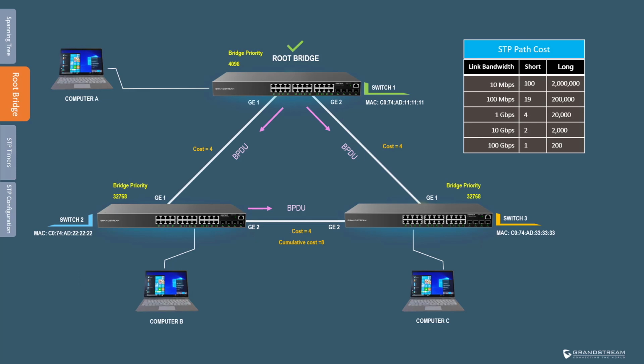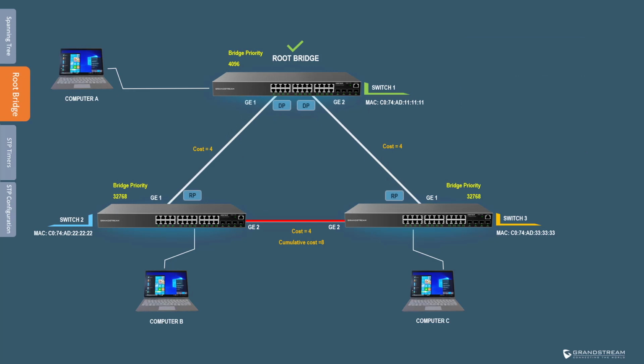So in this topology, both switches 2 and 3 will use their gigabit port 1 to forward traffic to the root bridge because these ports have a lower path cost, and they are directly connected to the root bridge. The redundant link, which has a higher cumulative cost, will be put in a standby state.